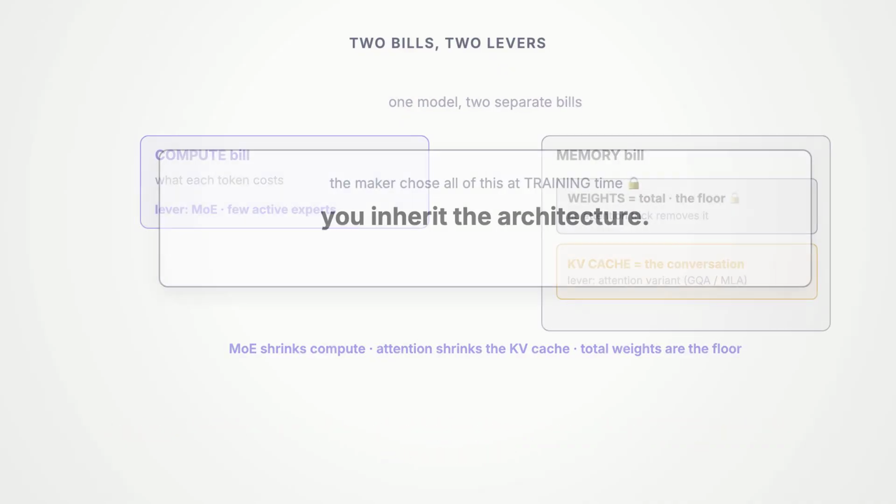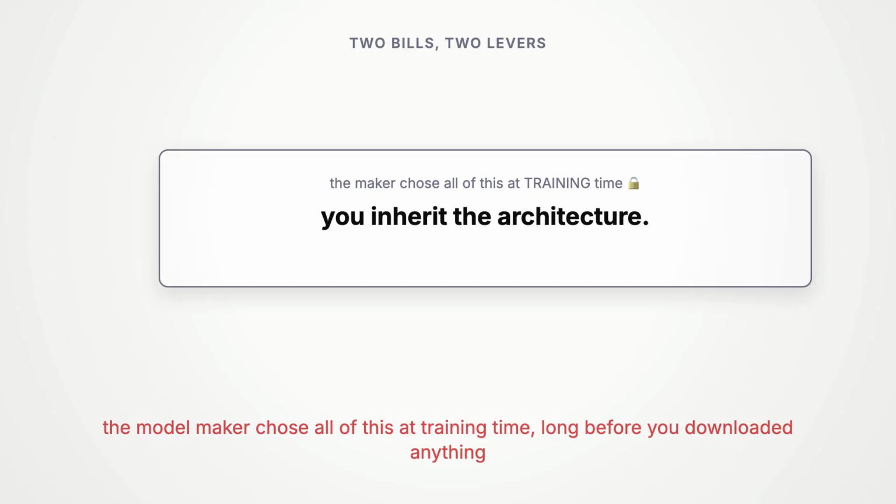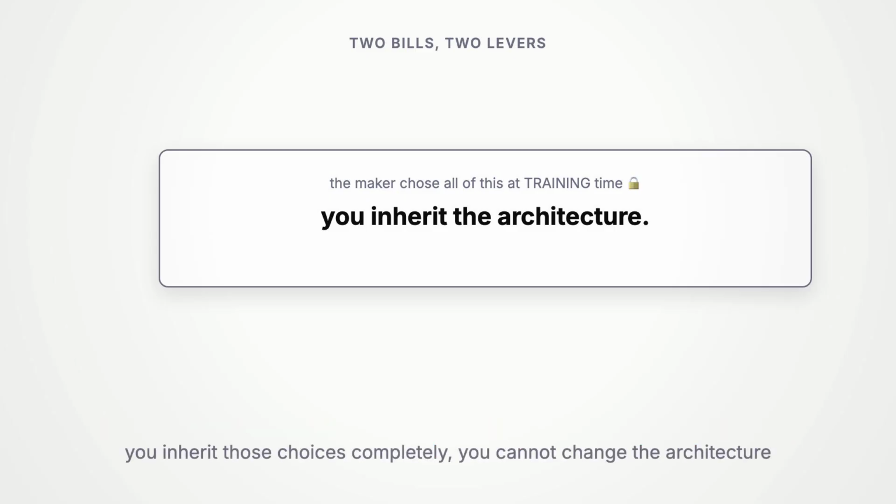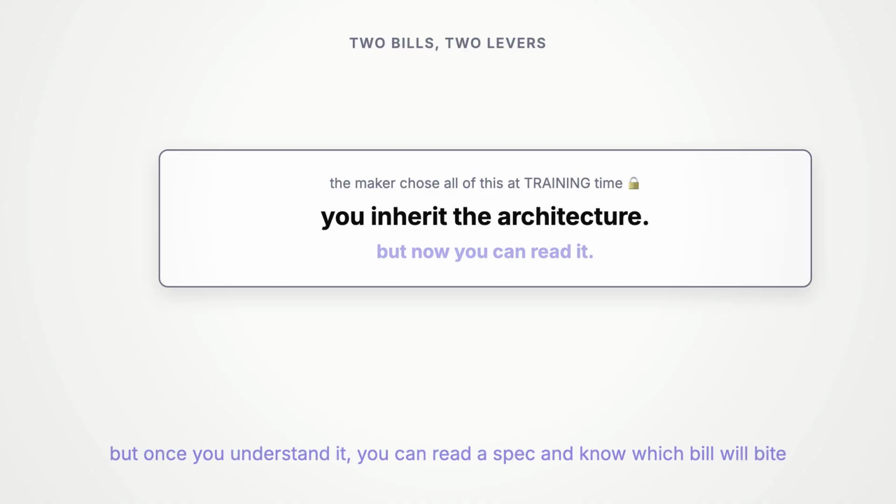Notice the shape of it. The model maker chose all of this at training time, long before you downloaded anything. The number of experts, how many fire, how the cache is built. You inherit those choices completely. You cannot change the architecture. But once you understand it, you can finally read a model's spec sheet and know, before you spend a cent, which bill is going to be the one that bites.